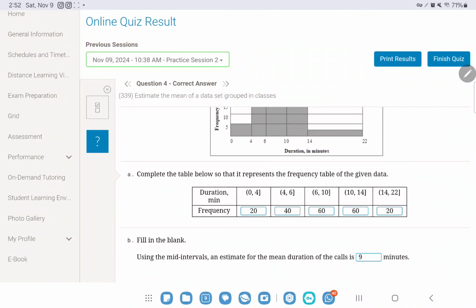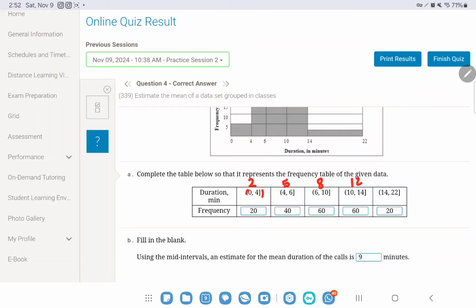Now using the mid-intervals, an estimate for the mean duration of the call. What does mid-interval mean? Mid-interval means we take this interval and we find its midpoint. So you do 0 plus 4 divided by 2, which is 2. 4 plus 6, 10 divided by 2, 5. 6 plus 10, 16 divided by 2, 8. 10 plus 14, 24 divided by 2, 12.